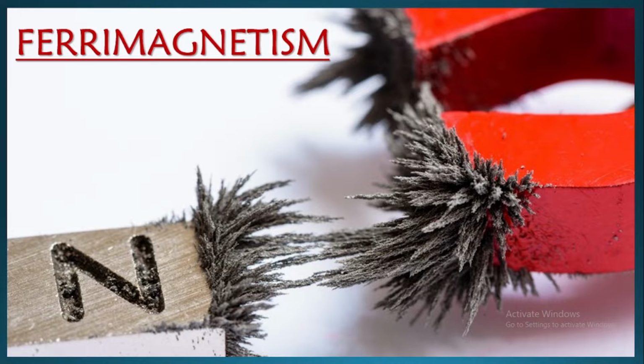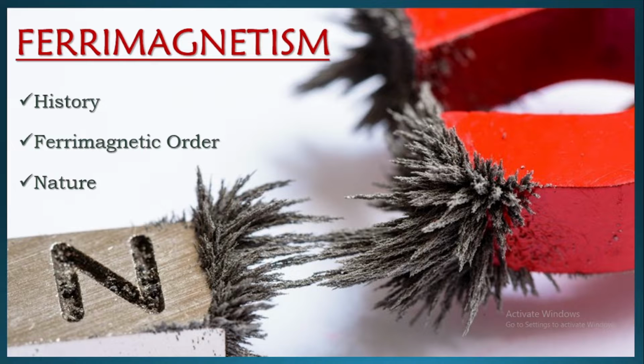So in today's class we will be dealing with the history of ferrimagnetism, which will extend to the concept of ferrimagnetic order, that is how magnetic moments are arranged in these materials, and finally we will understand the nature of ferrimagnetic material. So this will be a general discussion on the characteristics of ferrimagnetic material. First we will start with the history part.